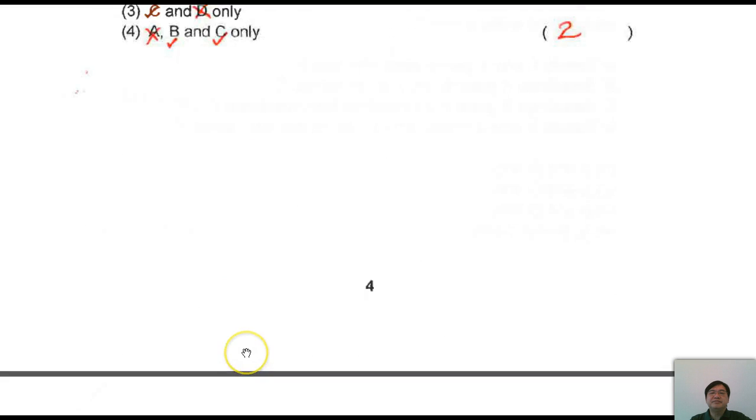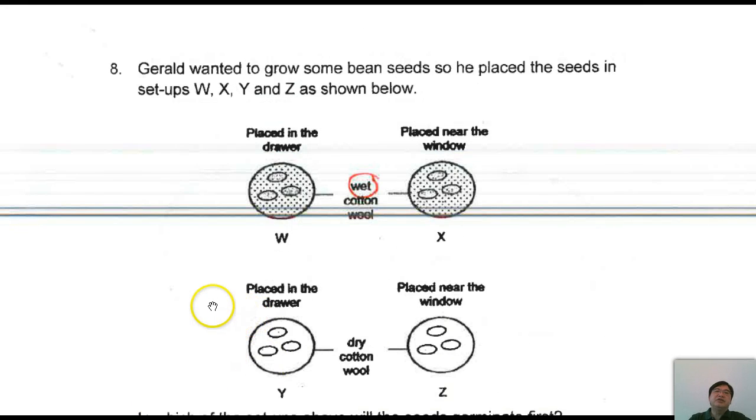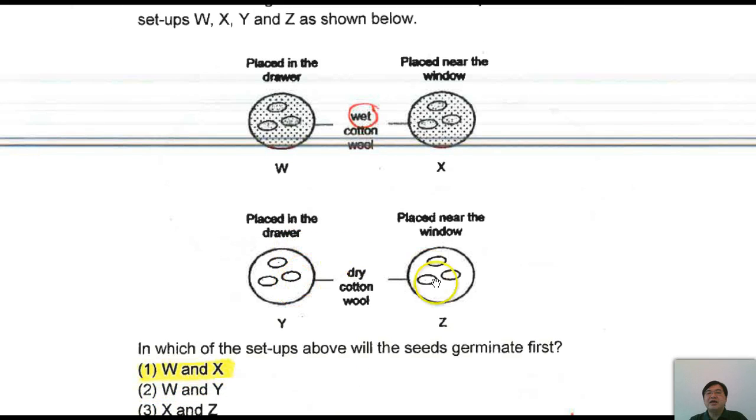Next. Now Jared wanted to grow some beans, so he placed the seeds in different setups like this, as shown here. Now watch out for this one. Wet means good, most probably they can grow. And over here, dry and dry, most probably cannot germinate. So there's no test to see whether it germinates or not if you do not want to put water, unless you want to test whether the presence of water is needed.